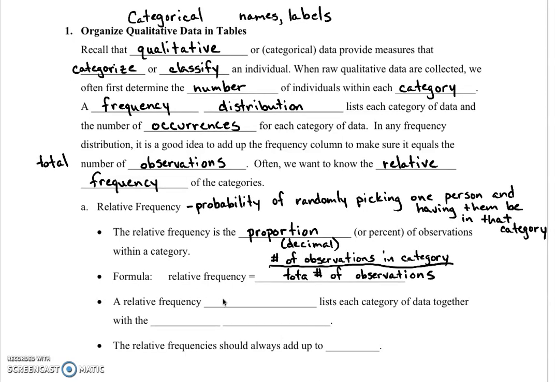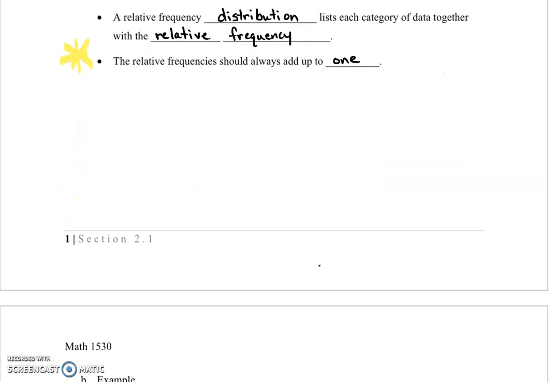So a relative frequency distribution lists each category of data together with the relative frequency for each category. All the relative frequencies should always add up to 1. This is very important that they always add up to 1. If they don't, then we have a problem. So let's look at an example on the next page.